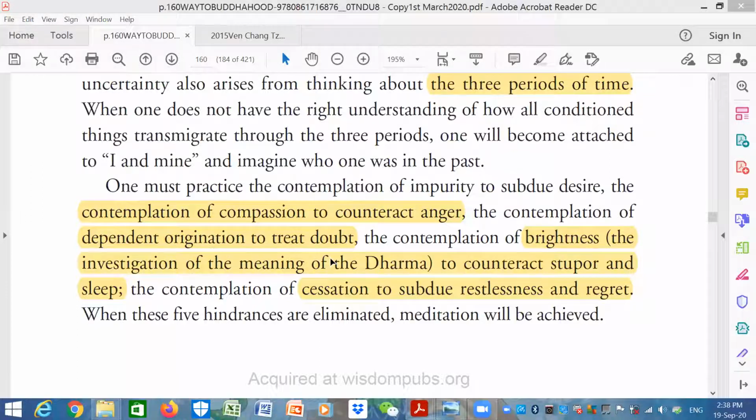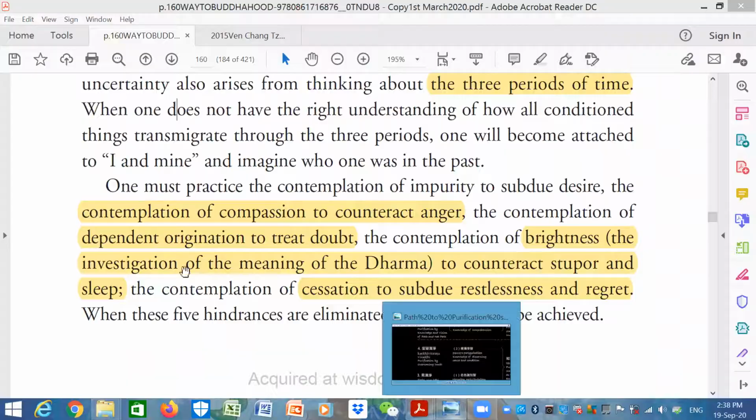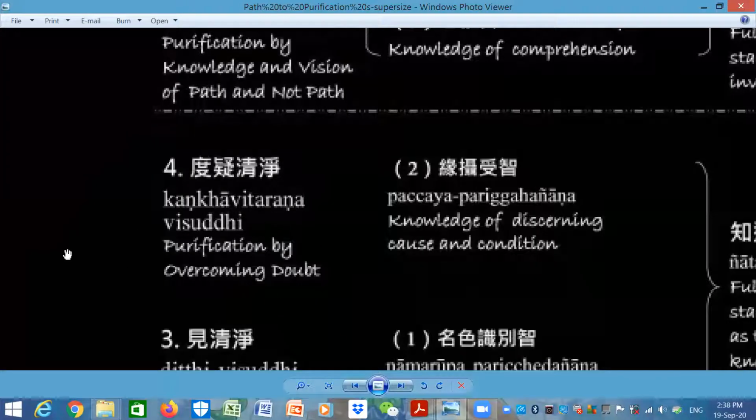Please put the note beside here. Sorry, no, I haven't shared it yet. Class, take a look. Dependent origination to treat the doubts. So please copy down this purification by overcoming doubt. Okay, it's number 4.